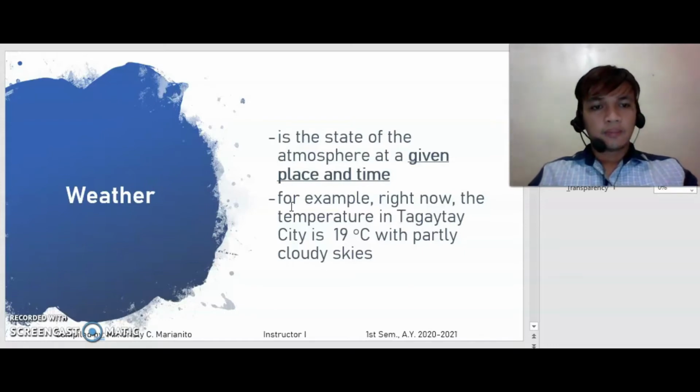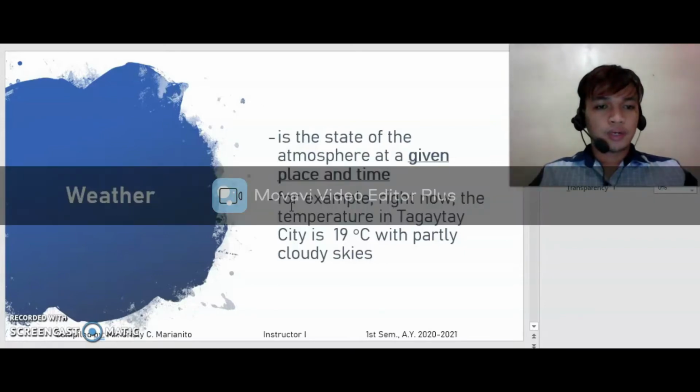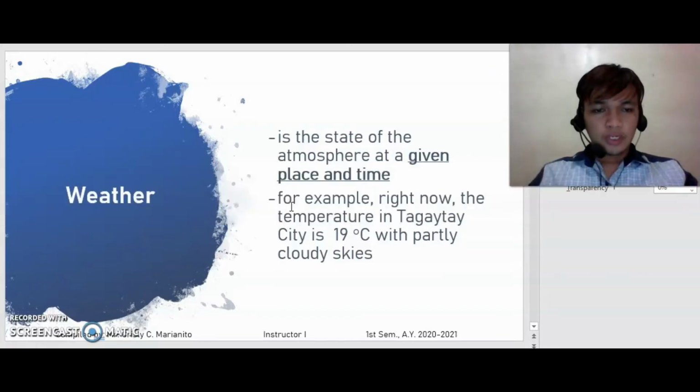Now, aside from that, you will look also at the condition of your floor or land or soil around you. Are they wet? Are they dry? So those are your observations for you to answer my question. What is your weather right now in your place?